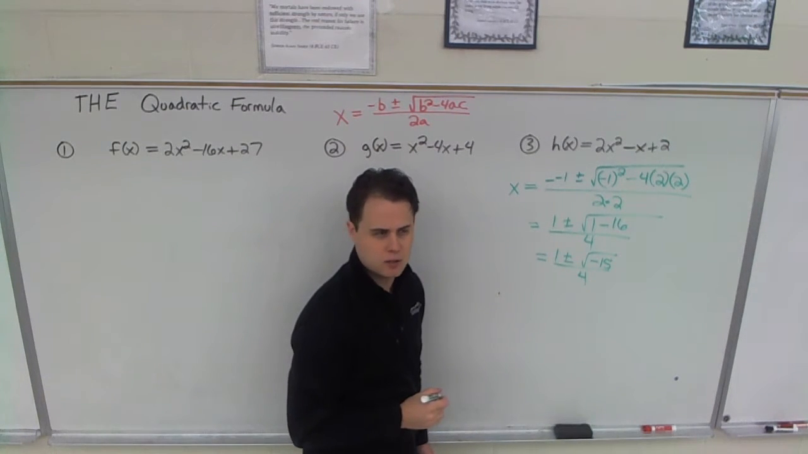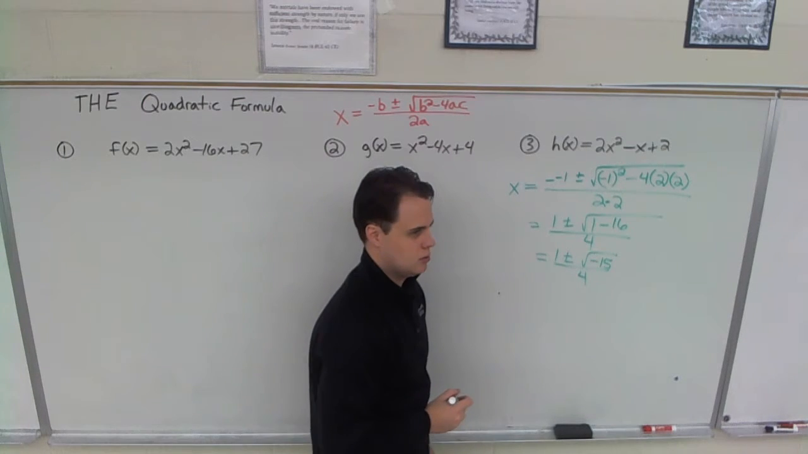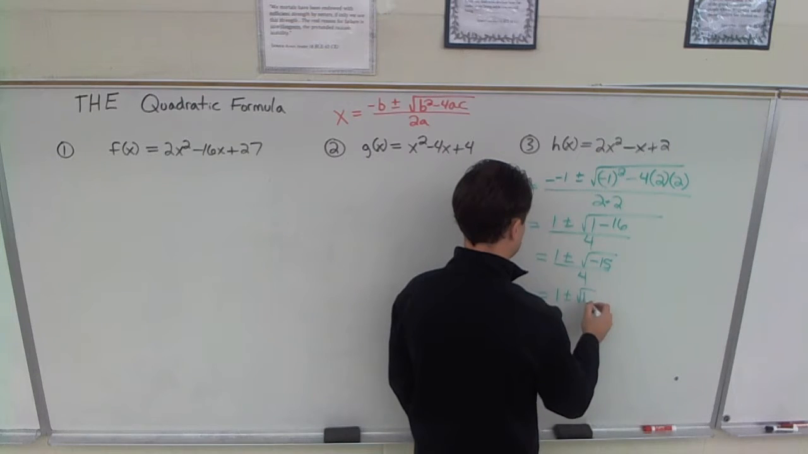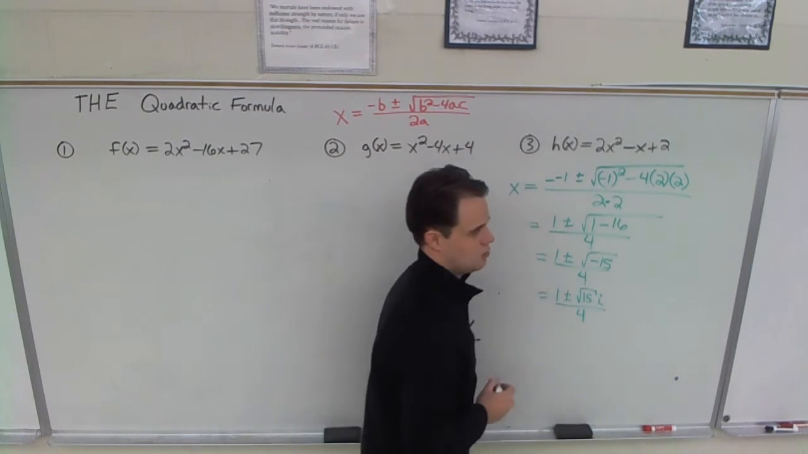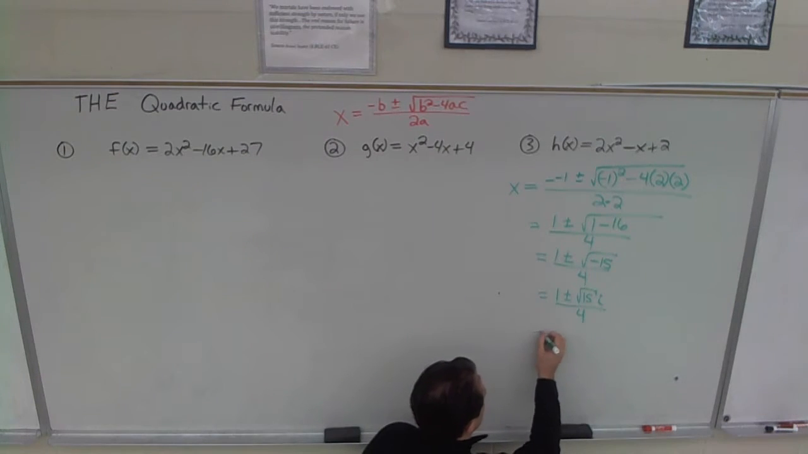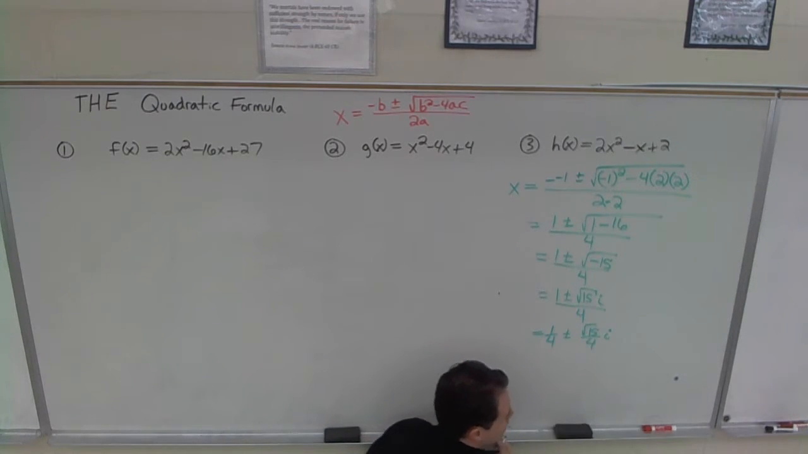Square root of a negative number. What's that? I learned it yesterday. That is i. 15 can't be reduced. So that's about as simple as you can do it. I want you to write it like this, though. 1/4 plus or minus the square root of 15/4 i.